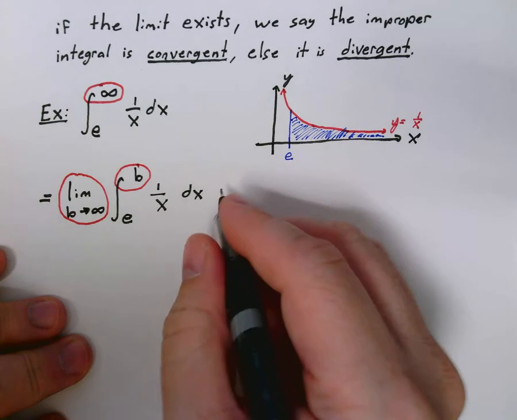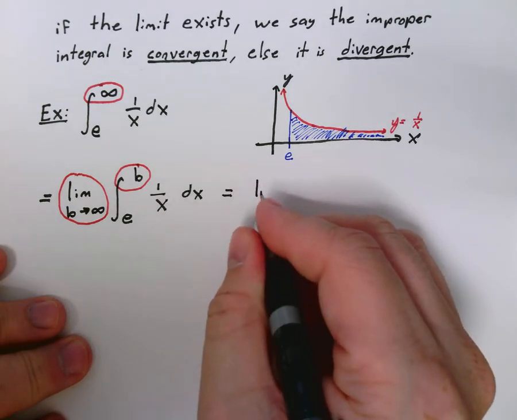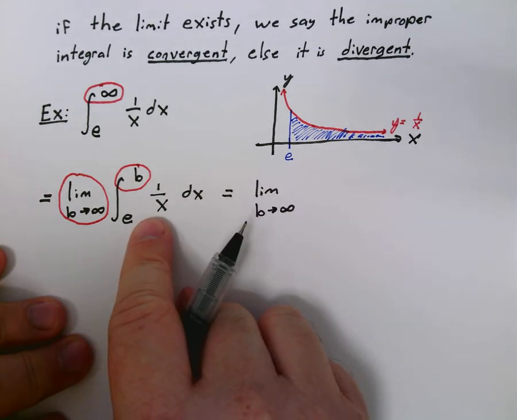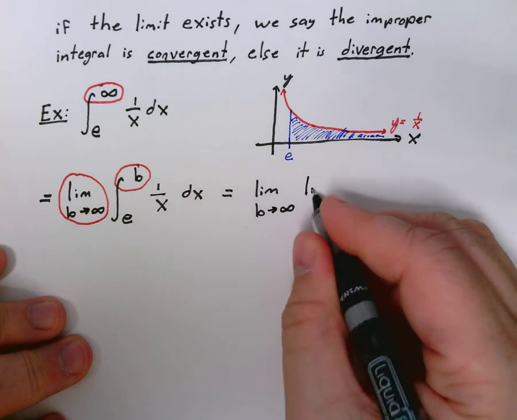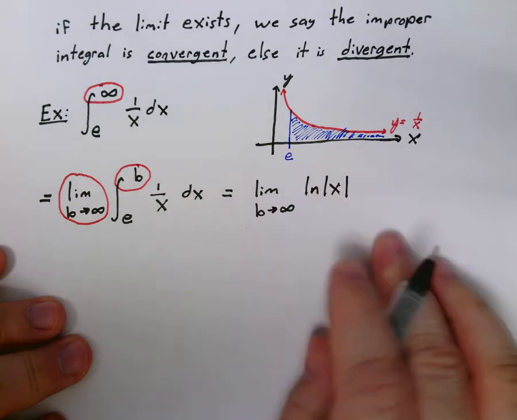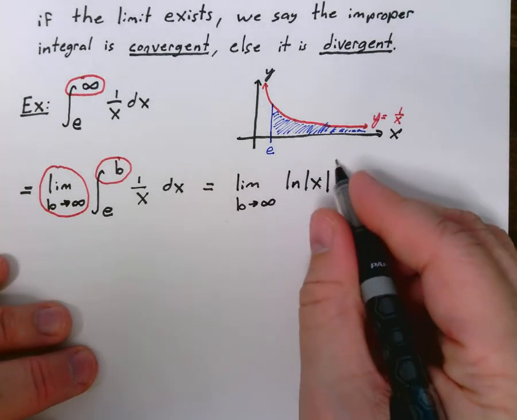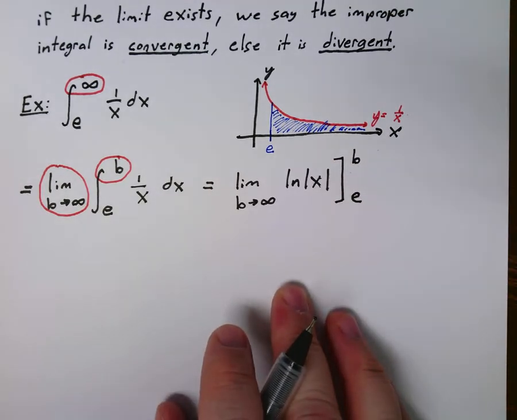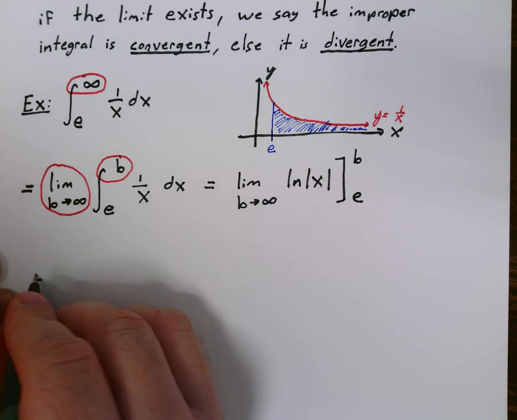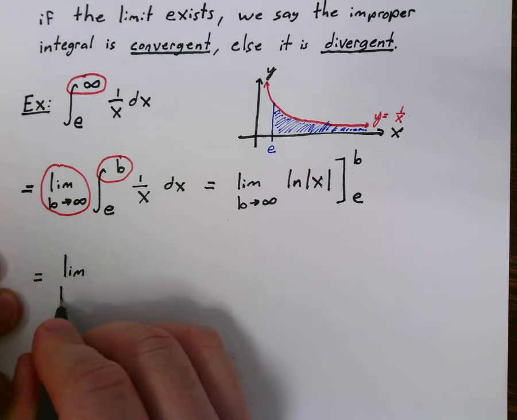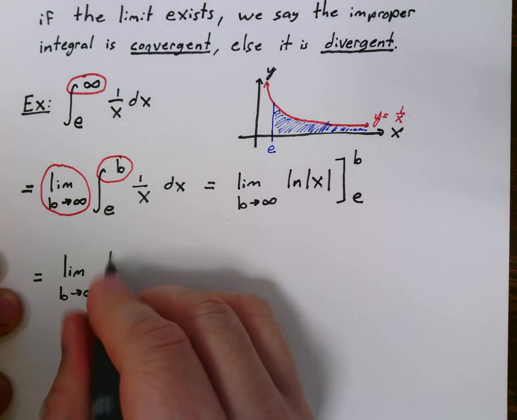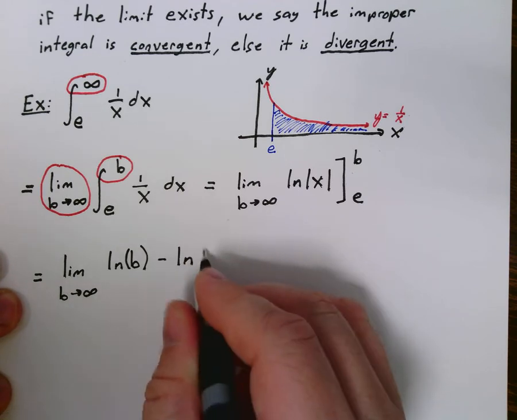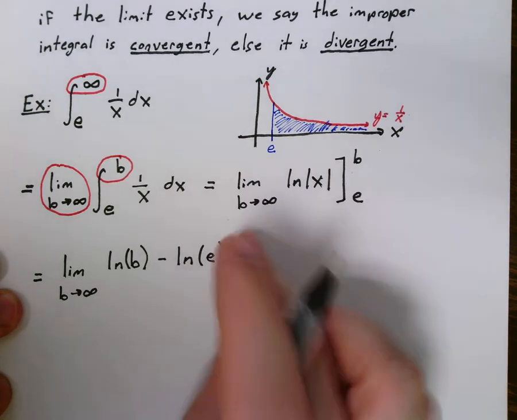Okay. So this is going to turn into the limit as b goes to infinity. And the antiderivative of 1 over x is the natural log of the absolute value of x, don't forget. But everything is positive, so we're okay. And that's going to go from e to b. Okay. Now this is going to turn into the limit as b goes to infinity of the natural log of b minus the natural log of e. And like I said, they're both positive, so we don't need to write down the absolute values.